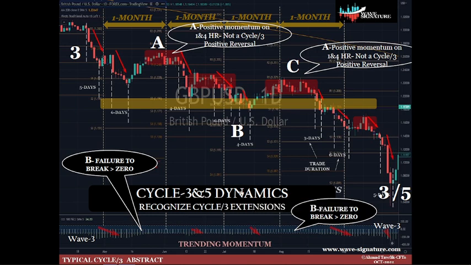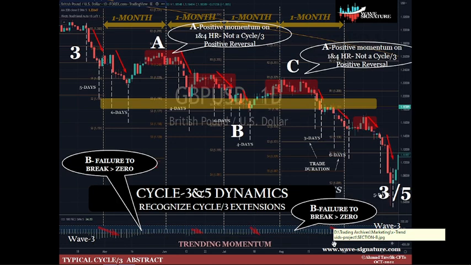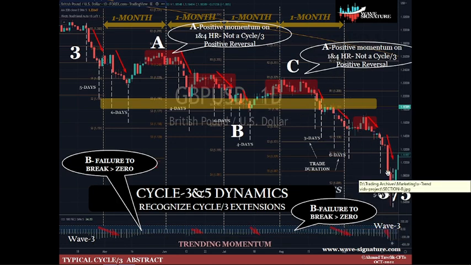Remember that the market was continuously flipping between a cycle 3 and a cycle 4 in the past example here. We were looking at cycle 4 and 5 on momentum that is continuously flipping between 4 and 5. At some point, the market will continue on its downtrend, or on the secular trend, and we are flipping between a cycle 3 into a cycle 5. So you must be able to recognize cycle 3 extensions.